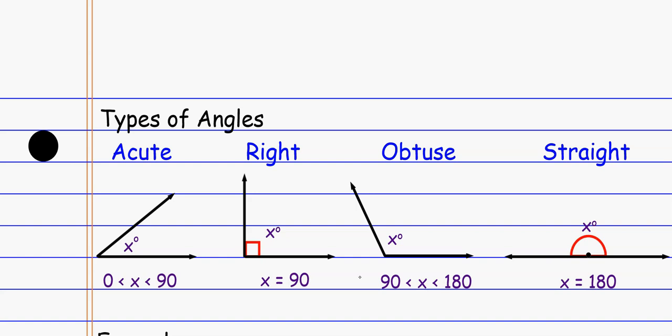So if we're above 90 but less than 180, it's obtuse. And then a straight angle is the one that is 180. That's probably the one you haven't seen before, that 180 being called a straight angle. Basically, it's a line. So we can consider a line an angle. It's just a special kind of angle. It's a straight angle.